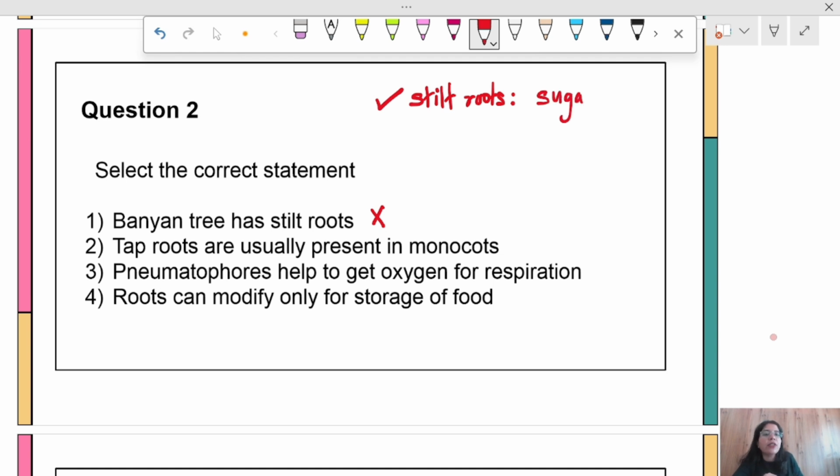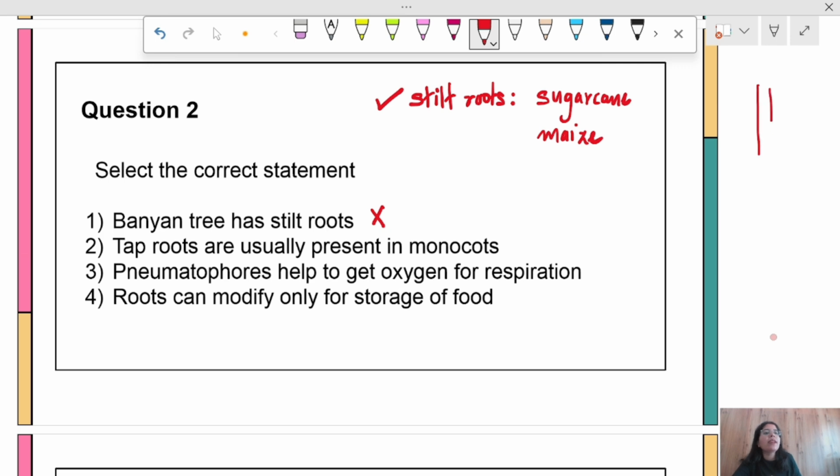Now, for stilt roots, you have to remember the examples. Sugar cane has stilt roots. Sugar cane, right? And maize has stilt roots, right? There are many other examples. Sometimes you can even see it in coconut, date palm and so on, but it's not given in NCERT. So sugar cane and maize is enough, right?